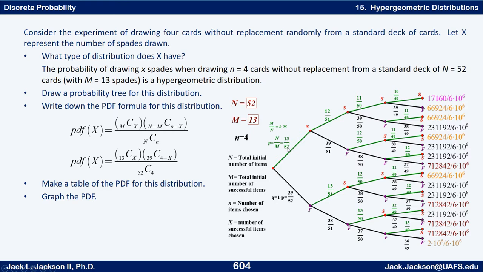13 spades out of 52 total cards is 13 over 52 for P, the probability of success the first time. But if you get a success the first time, the next time the probability of success is 12 over 51, and a failure is 39 over 51. However, if we get a failure, which happens with probability 39 over 52, then the probability of success the next time is 13 over 51.